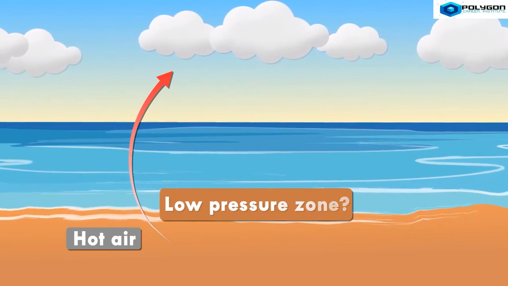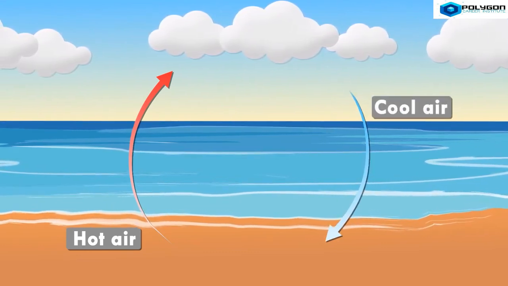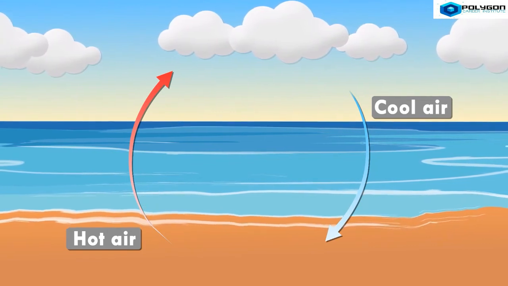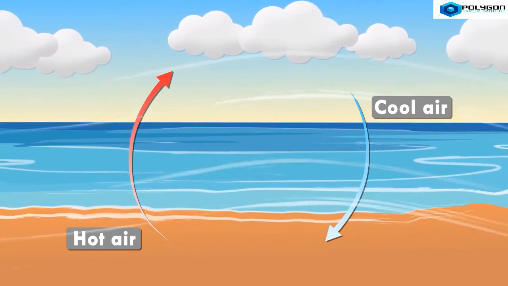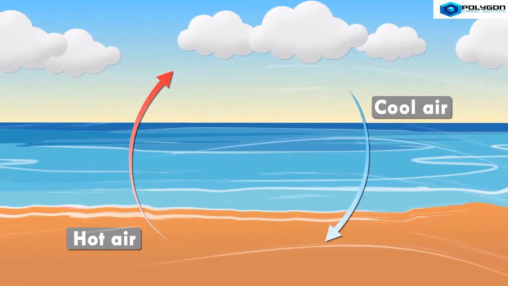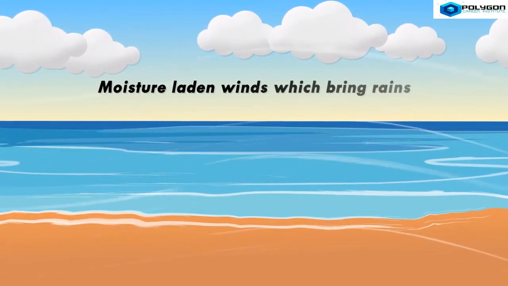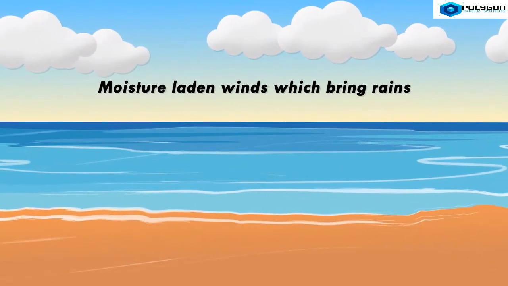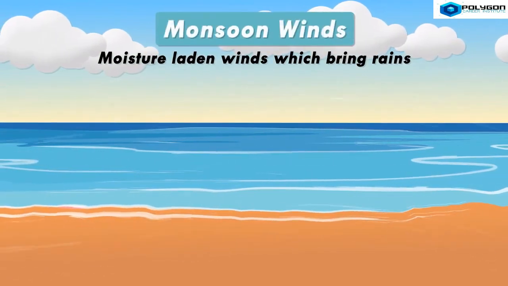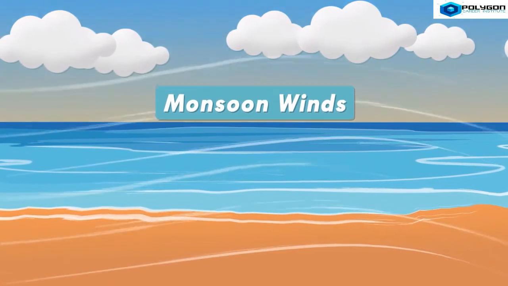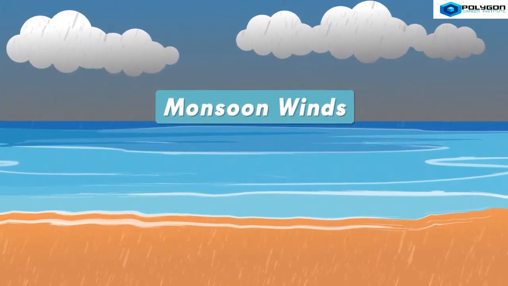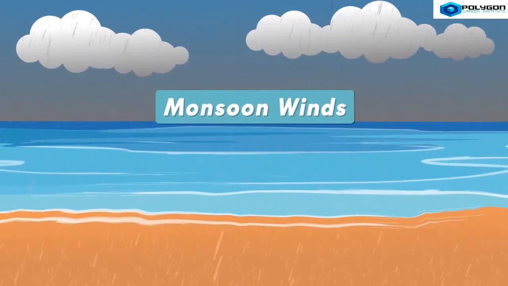To fill this void, the air above the water, which is cooler, rushes in. Hence, the cooler, denser air with moisture sweeps across the Earth's surface, arising from the sea or ocean. These moisture-laden winds, which bring rains, are called the monsoon winds. The formation of these winds and the precipitation, that is rainfall, is a part of the natural water cycle.